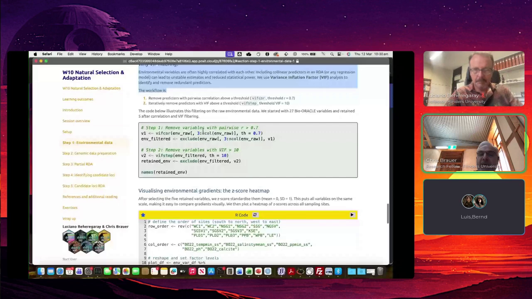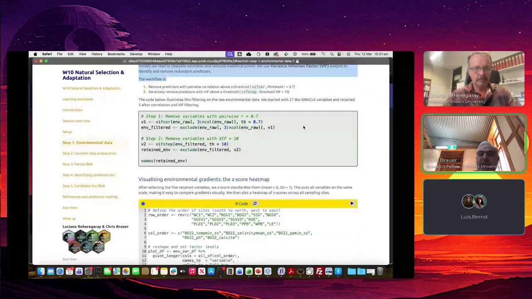The code here, we've already done this step for the data in the session, but you can play with this. Basically, there's two steps here. One is to keep just one variable out of any pairs that have a correlation coefficient greater than 0.7. I think this was Pearson correlation, off the top of my head.